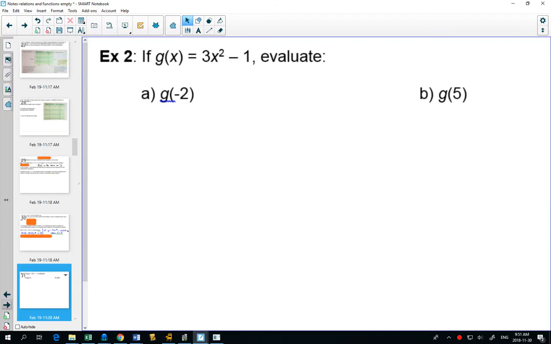So here are a couple for you to try. If g of x equals 3x squared minus 1, find out what g of negative 2 is, and find out what g of 5 is. There's something I want you to be careful with in both a and b, so I want you to try them first on your own, because if you're going to make a common math mistake, it's good to make it, and then to become aware of it, and then figure out what did I do wrong.